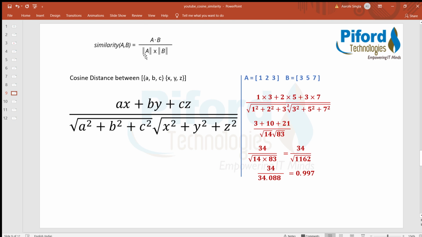And then norm of A. What is norm of A? It means the square root of the sum of squares of A, and norm of B means the square root of the sum of squares of B. Square root of 1 squared plus 2 squared, and then the square of 3. In the same way we have done the square root of squares of B also, and when you solve it you will get 0.997. This means there is 99% similarity between these two vectors. Alright, so this is how you can calculate cosine similarity mathematically.